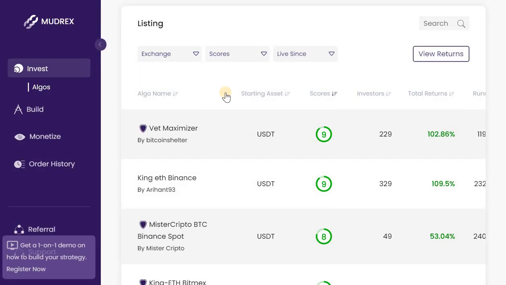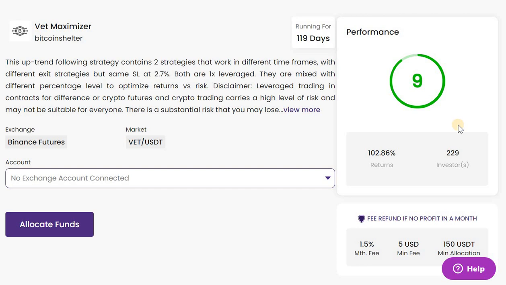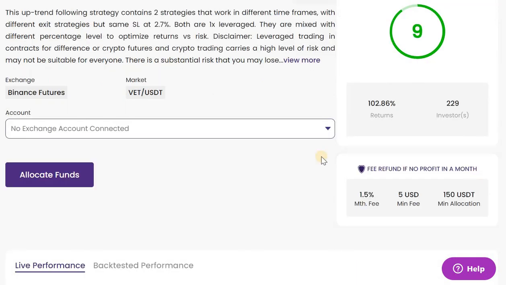So that's basically it about Mudrex. If you're an experienced trader, you can use the build and actually build your own strategy. If you're looking to just invest, there are lots of trading strategies right here that you can choose from. Also, you need to know that when you are looking to invest in any strategy, always take note of the minimum amount of allocation. For example, on this strategy, the minimum amount is 150 USDT. If you are planning on using Mudrex to automate your trades, you should have not less than 150 USDT, because that is the minimum allocation it is going to use to automate your trades.